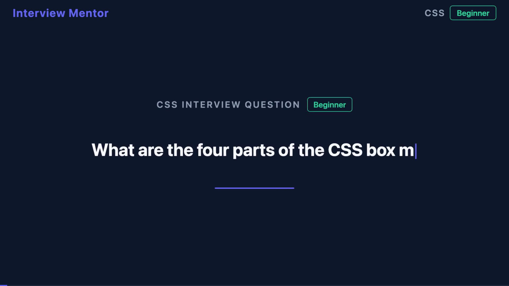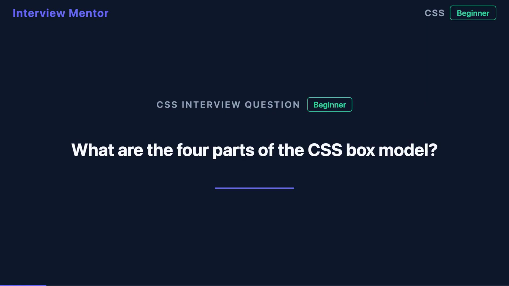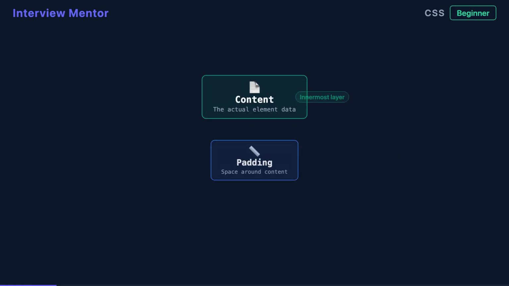Every HTML element you see on a web page isn't just a simple rectangle. It's actually a box with 4 distinct layers that control how it looks and spaces itself from other elements. Let's start from the inside.